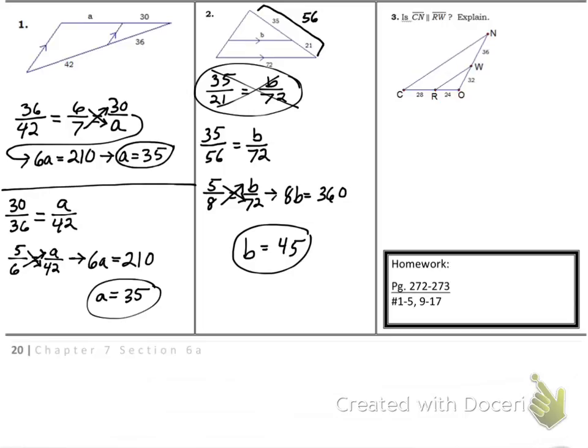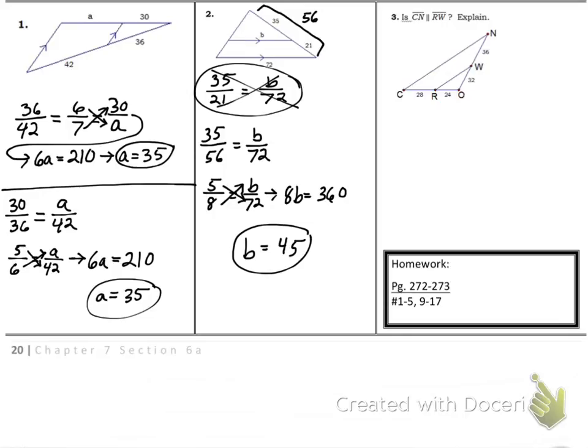All right, the last one says, is CN parallel to RW? And it says, explain. Well, in order for CN to be parallel to RW, that would mean the ratio from here to here would be the same as this ratio from here to here. So let's just set it up and check it.